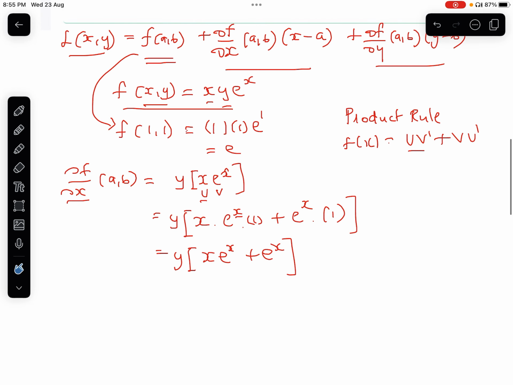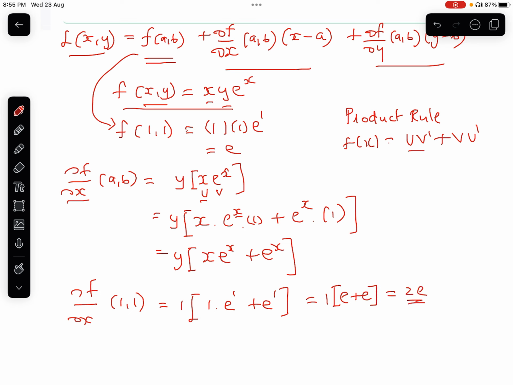Now we substitute the coordinates into dou f by dou x at 1 comma 1. In the place of x and y just substitute 1 comma 1. So y is 1 and x is 1, giving 1 into e power 1 plus e power 1. Therefore 1 into e plus e, and overall we get 2e. So one partial derivative is found.